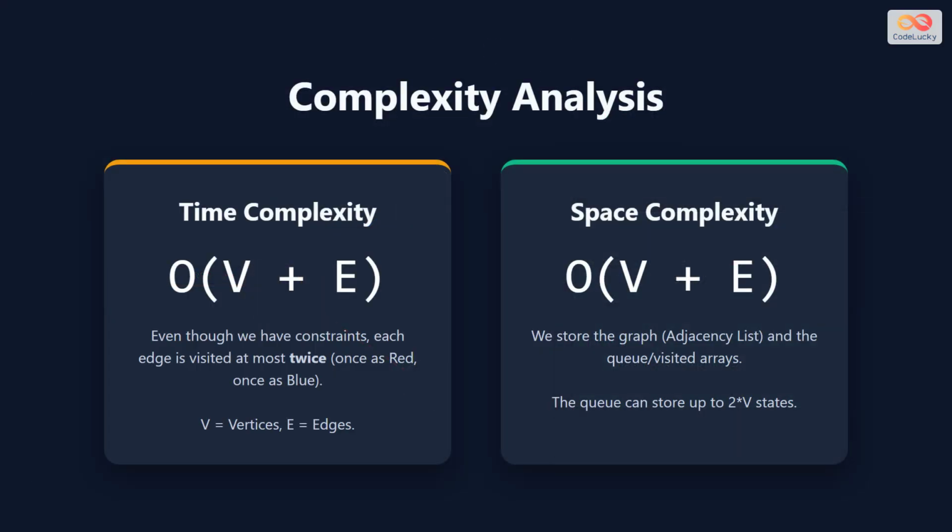The time complexity is O(V + E), where V is vertices and E is edges. Even though we can visit nodes multiple times, we only visit each edge at most twice, once for each color. The space complexity is also proportional to the size of the graph.